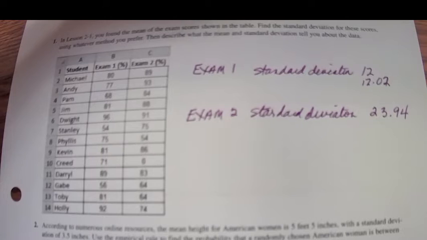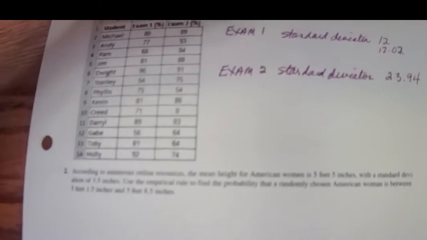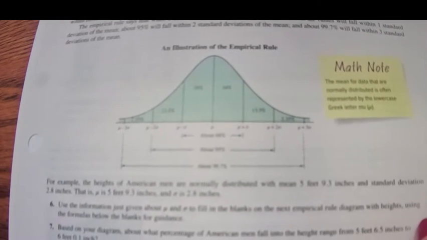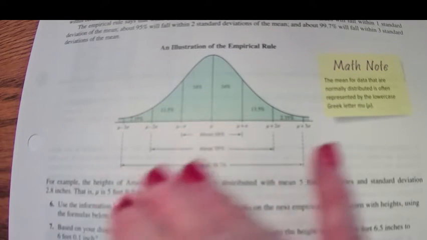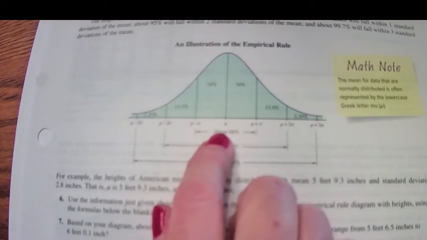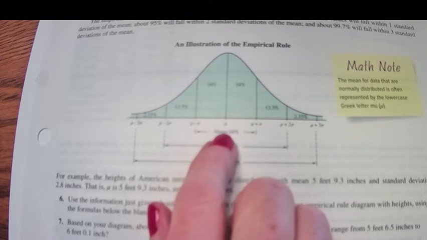Now, in the previous video, we found the standard deviations for exam 1 and for exam 2. Before we go into question 2, let's talk about the empirical rule of a normal curve. Data that fits into a normal distribution would follow a curve basically like this, where you have your mean right in the middle of the curve.